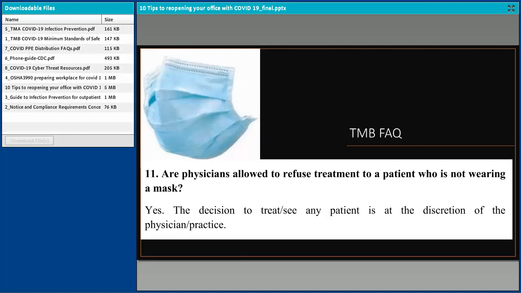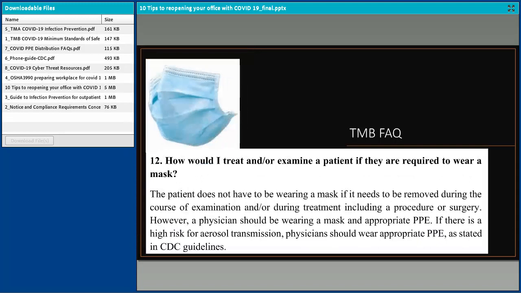Another question, are physicians allowed to refuse treatment to a patient who is not wearing a mask? Yes, the decision to see any patient is at the discretion of the physician practice. And also, how would I treat and or examine a patient if they are required to wear a mask? The patient does not have to be wearing a mask if it needs to be removed during the course of the examination or during treatment for a procedure. However, the physician should be wearing a mask and appropriate PPE. If there's a high risk for aerosol transmission, physicians should wear appropriate PPE as stated in the CDC guidelines.